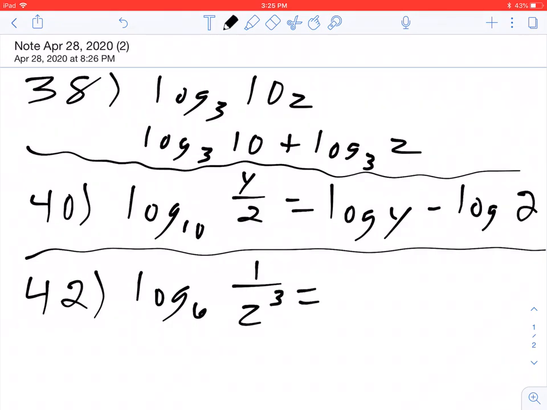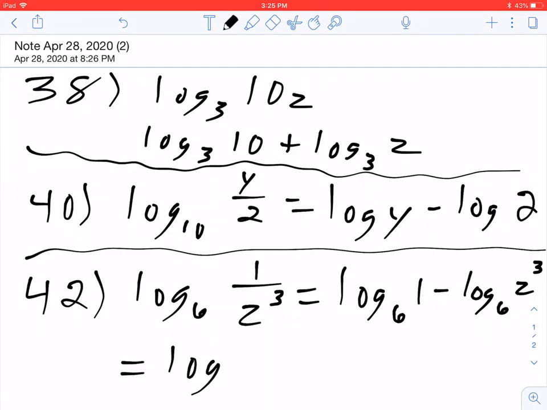Number 42 is log base 6 of 1 over z to the third. This, once again, is the quotient property. So we will have log base 6 of 1 minus log base 6 of z to the third. Now, we got to go one step further and utilize the power property in the second log. The first one still stays the same, log base 6 of 1 minus, but then it becomes 3 log base 6 of z. So the 3, which is the power on z, comes down in front of the log and multiplies it.